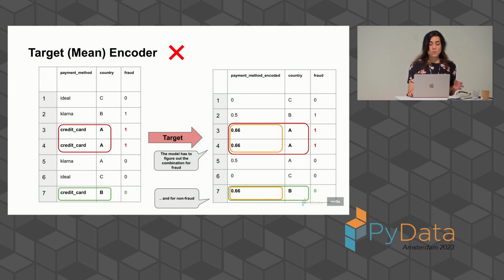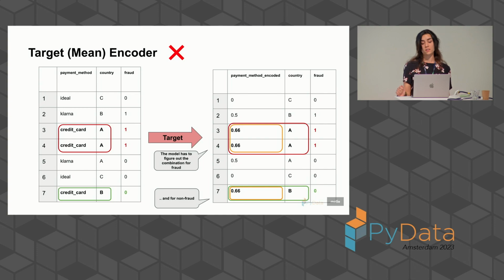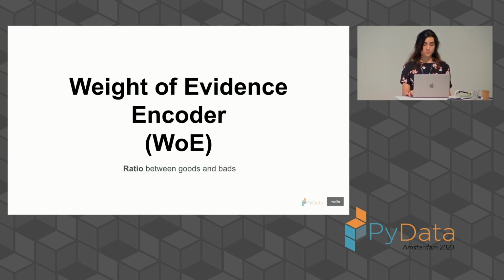In this case, what could be nice is to take one step back into feature engineering and think about how we can create one feature that combines payment method and country together, because we know they are related. This could be as simple as concatenating the two, for example. And then, only then, we apply the target encoding on top. So that could be the workaround.